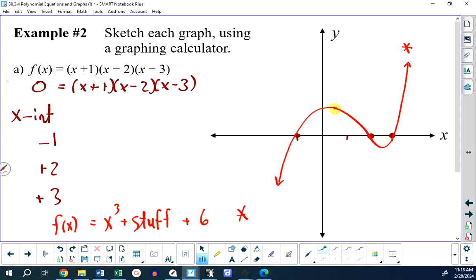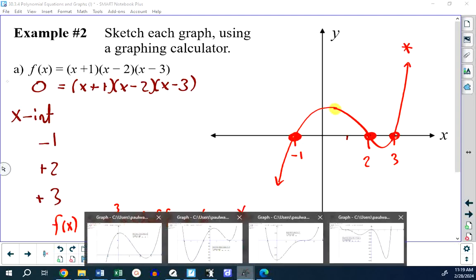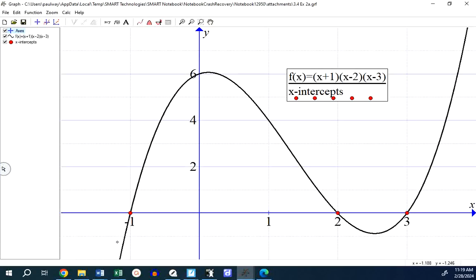And let's say I was writing a written response, in order for me to kind of fix my errors, you know what I would do? I would do that, okay? And then I can put -1 here, 2 here, and 3 here. Well, let's take a look at what the graph actually looks like. This is what the graph looks like.